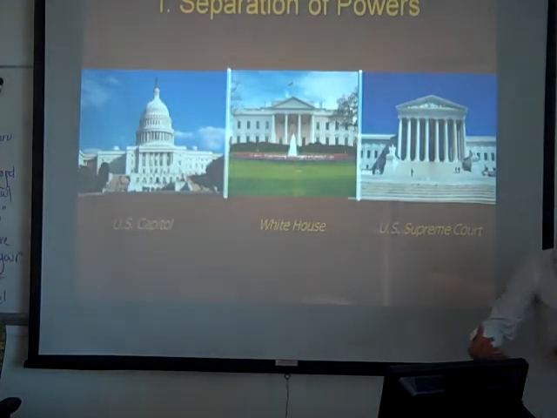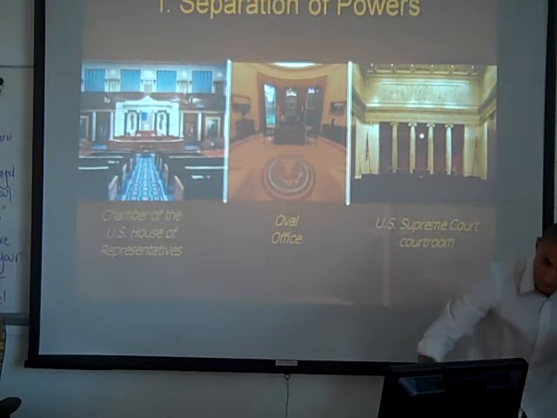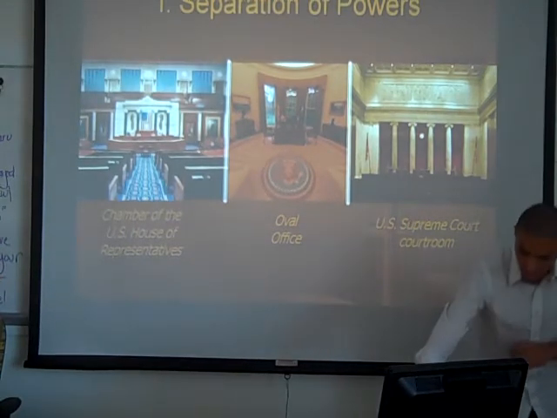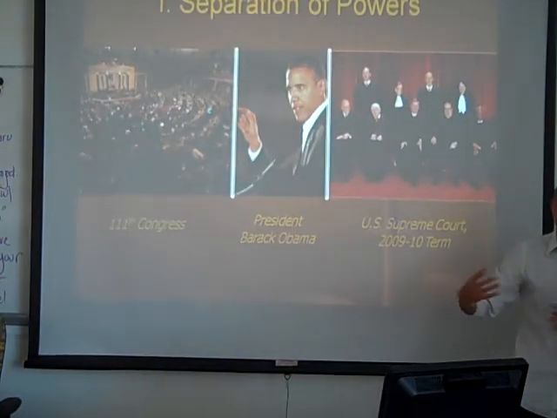And we see that we do this in different ways. We put them in different buildings: the Capitol, the White House, the Supreme Court. We put them in different rooms: the legislative chambers, the Oval Office, the U.S. Supreme Court. They're held by different people. They can't be held by the same people at the same time, these different roles.